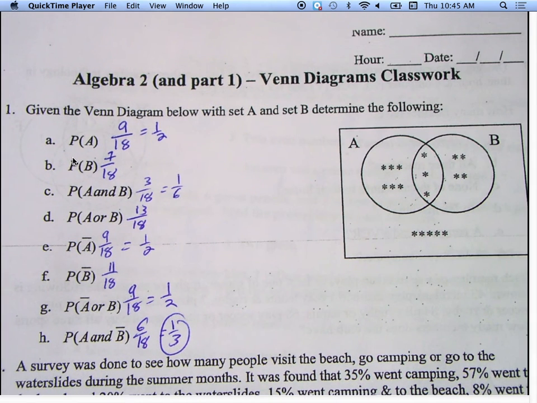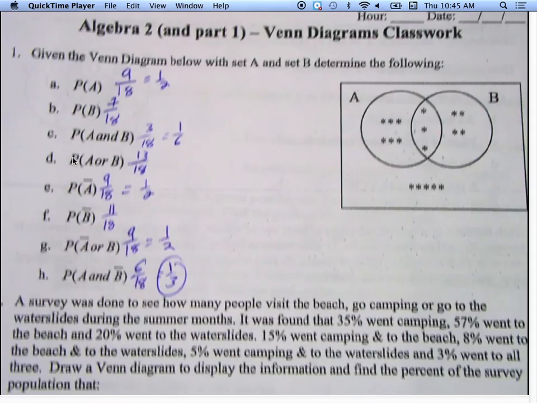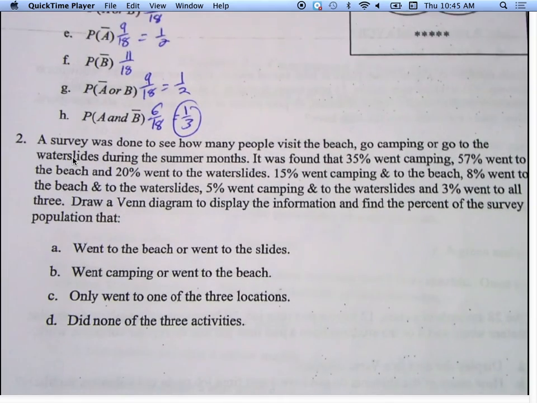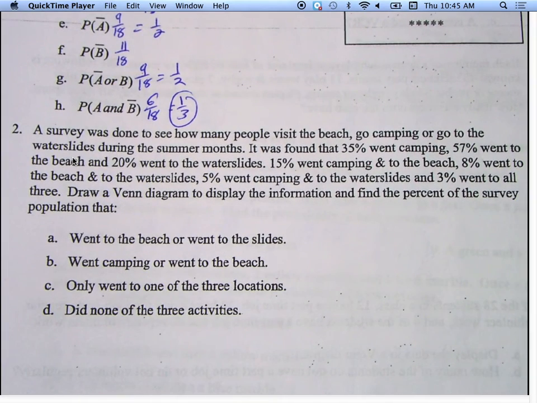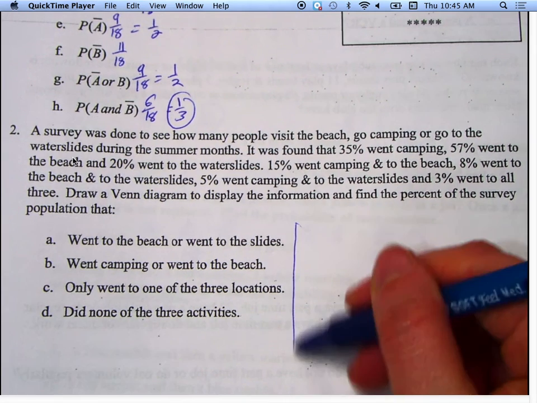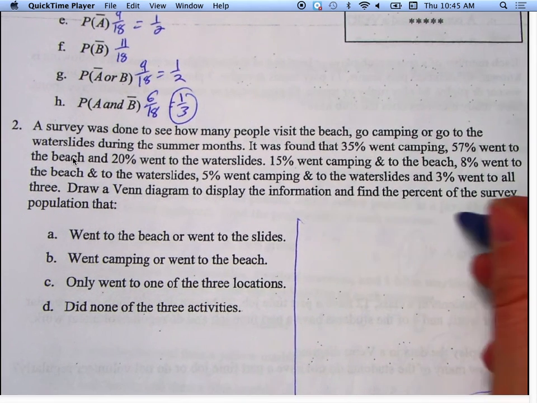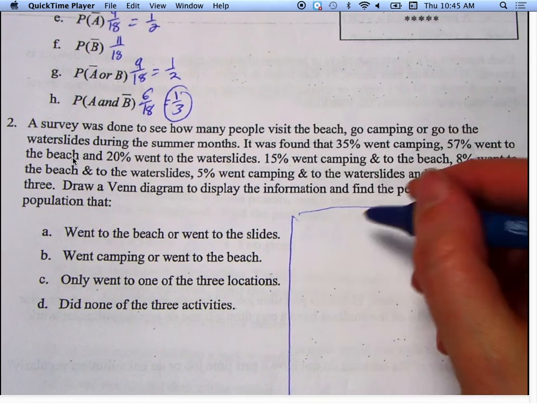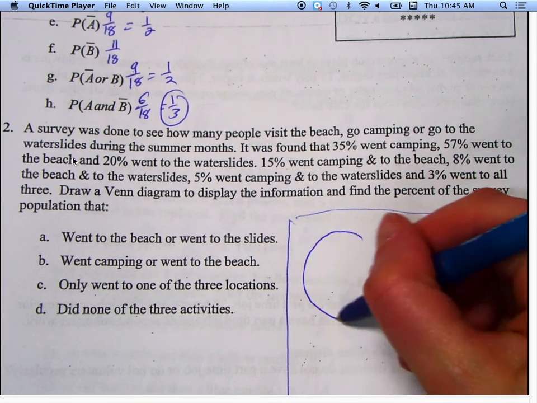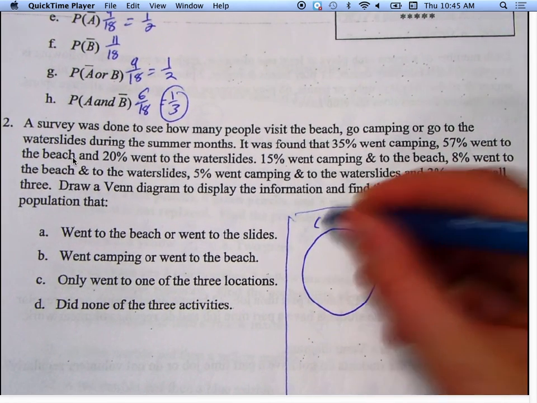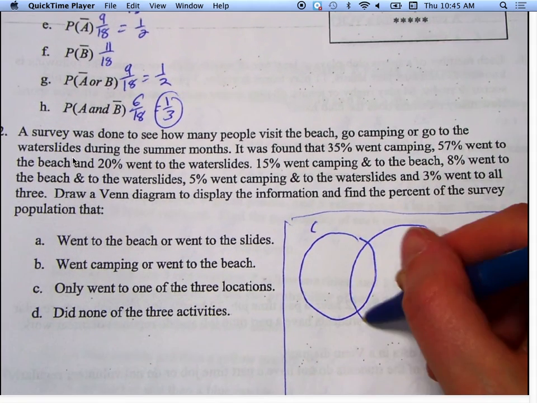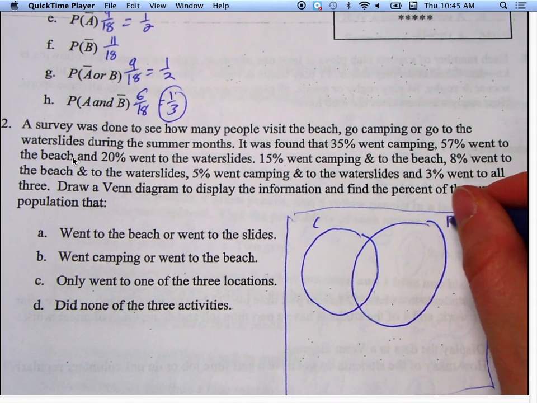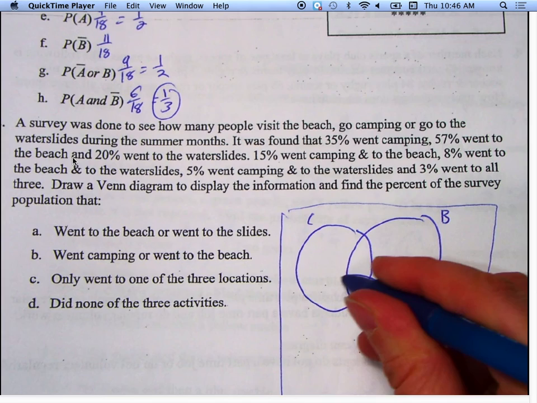Let's look at number 2, because I'm going to add a third circle. First, I'm going to draw my sample space. A survey was done to show how many people visit the beach, go camping, and go on a water slide during the summer months. So here we go. I'm going to say camping, beach, water slide.